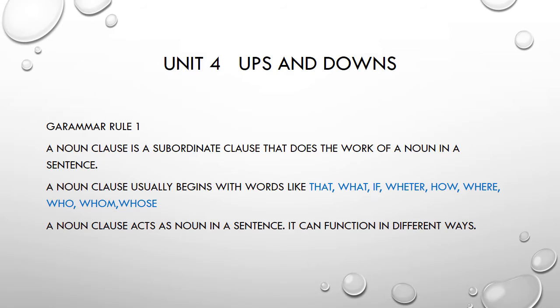But let's define a little bit what is a noun clause. It says that a noun clause is a subordinate clause that does the work of a noun in a sentence. A noun clause usually begins with words like that, what, if, whether, how, where, who, whom, whose. A noun clause acts as a noun in a sentence. It can function in different ways.